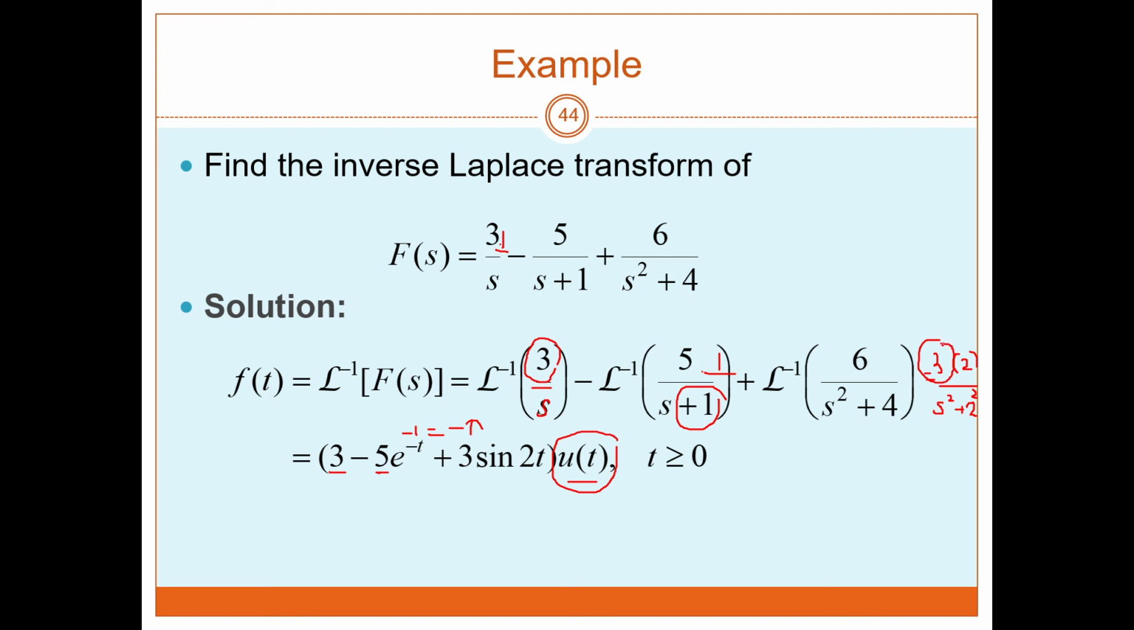Okay, u(t) identifies that this is for t from 0 and larger than 0. u(t) means all this function will be multiplied with u(t). This is u(t).